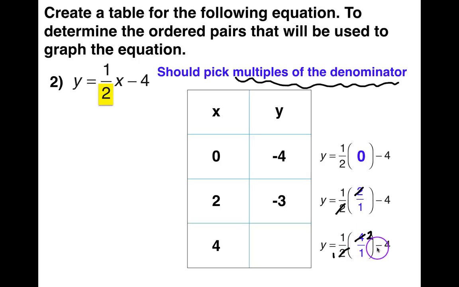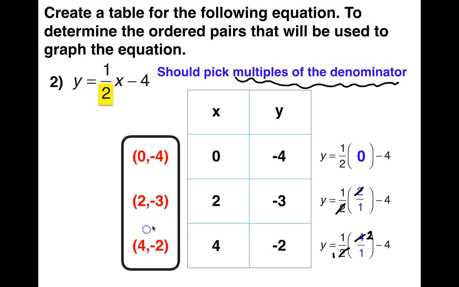And then 2 minus 4 is going to be negative 2. So I'm going to go ahead and write that here. Now, once more, we want to follow instructions, and it says to determine the ordered pairs that would be used to graph this equation. So I would say the ordered pairs are (0, -4), (2, -3), and (4, -2). Those are the ordered pairs.